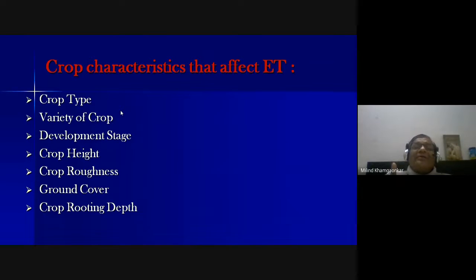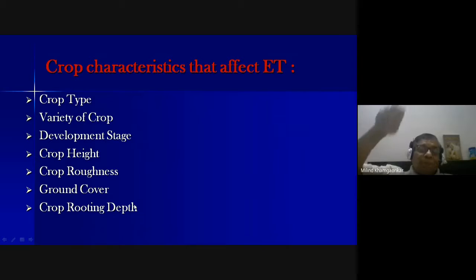whatever plants are there, they have very very small or tiny leaves because they don't want to lose the water through the plant leaves. That is called the adaptation of the plants. So therefore the variety of the crop, crop type, development stage, शुरू का सोइंग पीरियड है, बीच में ग्रोइंग पीरियड है के, और क्या है प्लांट की डेवलपमेंट स्टेज, क्रॉप हाइट, क्रॉप रफनेस, ग्राउंड कवर एंड द क्रॉप रूटिंग डेप्थ.